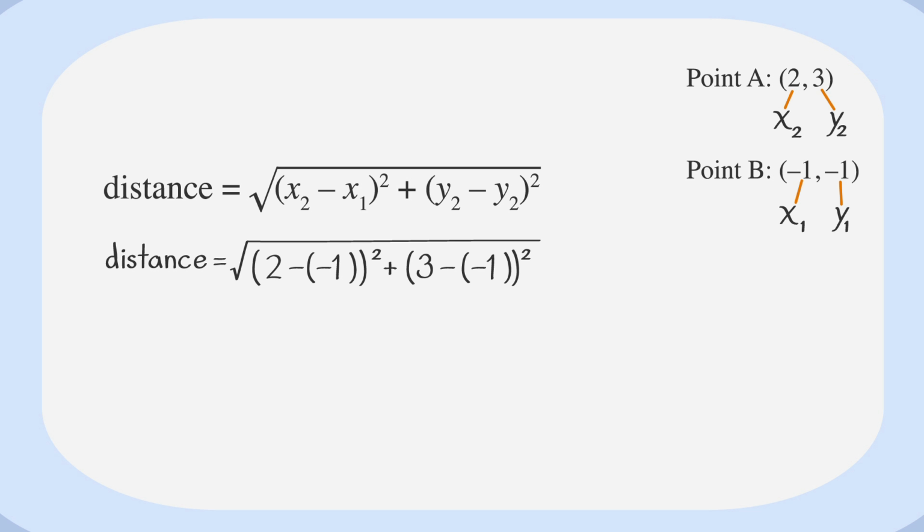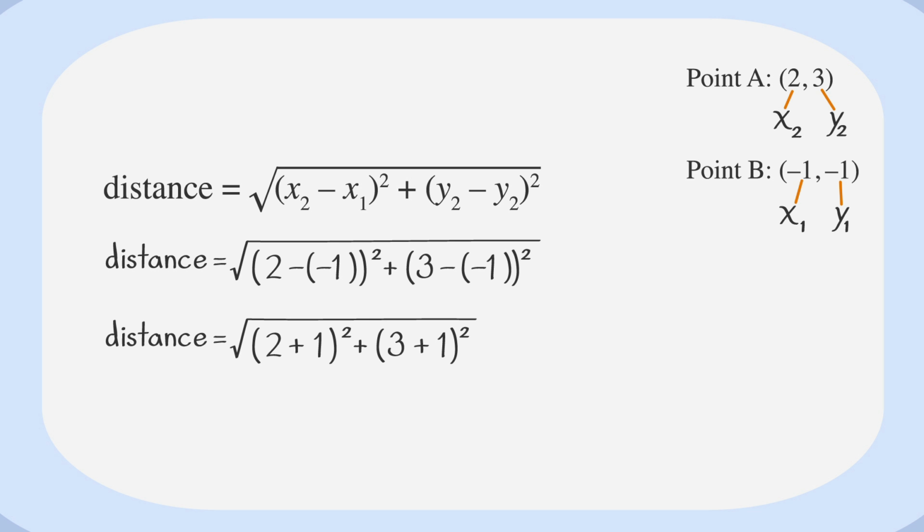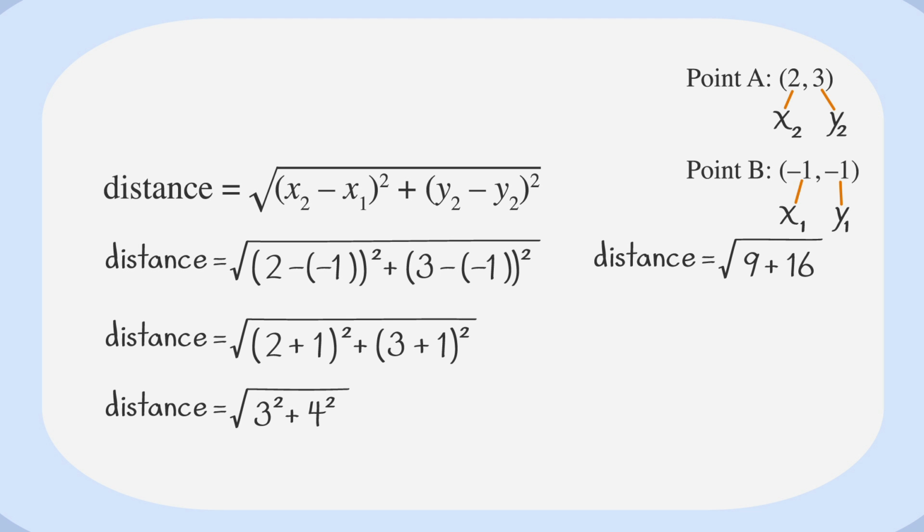We want to simplify, so we have 2 plus 1 squared plus 3 plus 1 squared, which then becomes 3 squared plus 4 squared, or 9 plus 16. Our distance is the square root of 25, which works out to 5. So, the distance between our 2 points is equal to 5.